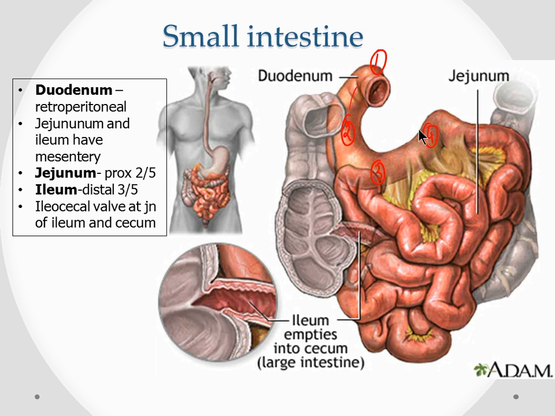And the duodenum is retroperitoneal. And then we have this very, very large convoluted tube, which is the rest of the small intestine, which is peritoneal, completely covered by peritoneum, and has this mesentery, which you can see, which makes it extremely mobile. So the proximal 2/5 is called the jejunum, and the distal 3/5 is known as the ileum. And then the ileum joins the large intestine and opens into the cecum. So the ileum empties into the cecum. The point where it empties is known as the ileocecal valve.